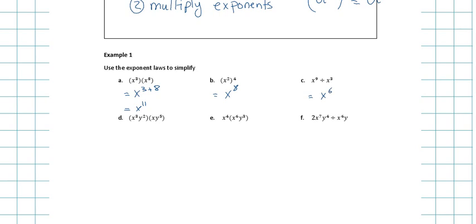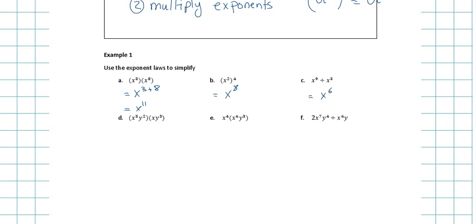Now for D, it gets a little bit more complicated here because I have two letters. Remember that I only have to deal with the same letters together, right? So if you look at this, I have x to the power of 3 y squared, and that times x y to the power of 5. So because I'm multiplying, what law do I follow? I have to use the like terms.